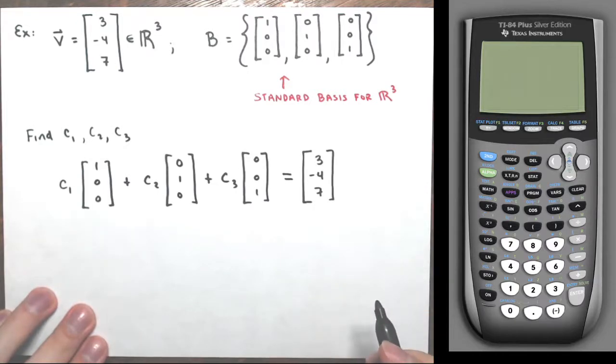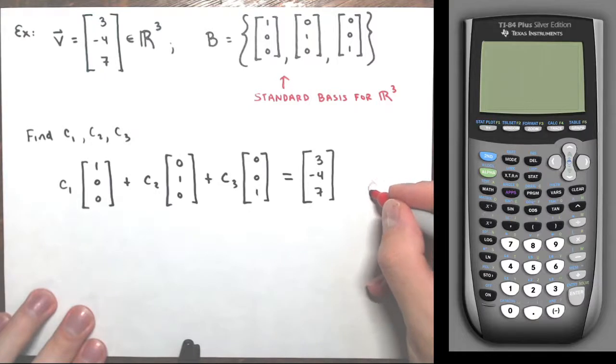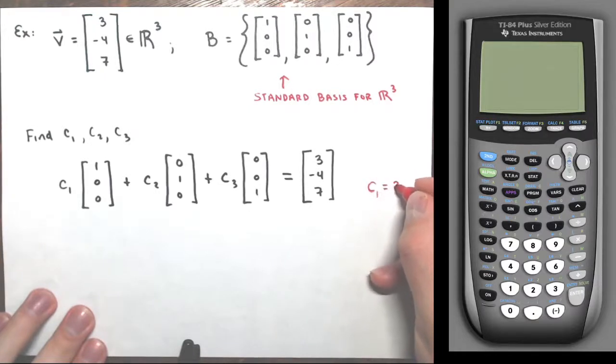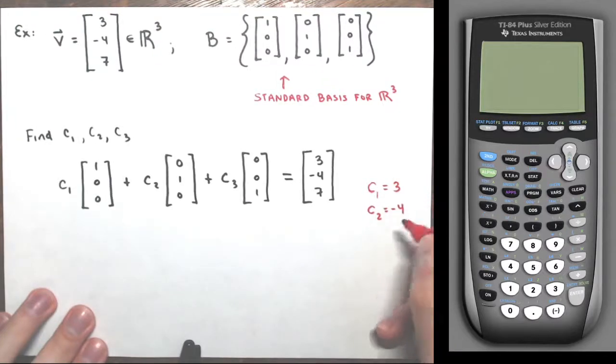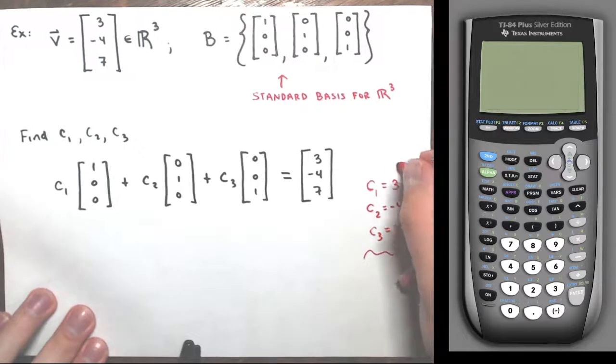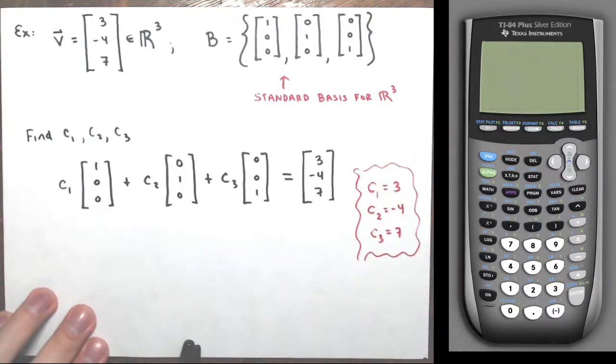Now, I hope it's obvious that C1 needs to be 3, C2 needs to be -4, and C3 needs to be 7. I hope that's obvious, that these are the coordinates.